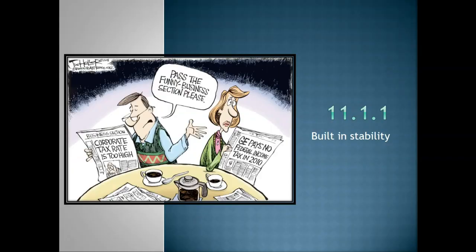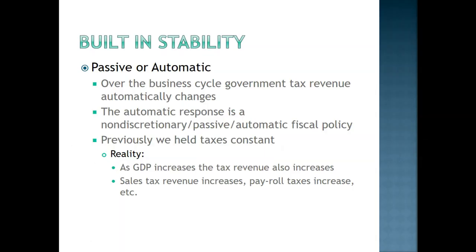Okay. Built-in stability. These are going to be the passive, the non-discretionary, the automatic fiscal policies. So over the business cycle, government tax revenue automatically changes because people's income increases and decreases, and because the United States and lots of our countries are progressive tax systems, meaning that as your income increases, you pay a larger percentage in taxes. As your income increases, you'll automatically be taxed more. And as your income decreases, you'll automatically, passively, it's built into the system, be taxed at a lower percentage. So again, that's why it's called an automatic response, a non-discretionary. It's built in. There's no additional discussion for this.